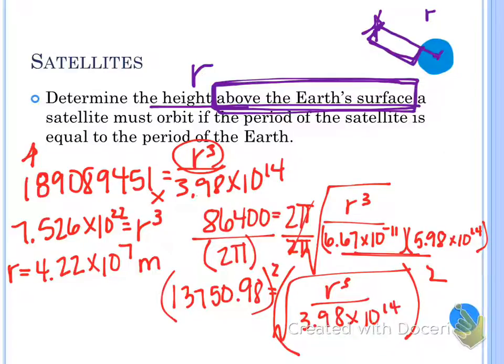Is that our final answer here? No, it is not. To finish our problem, since we want to know the height above the Earth's surface, we subtract out the radius of the Earth, 6.38 times 10 to the 6th.